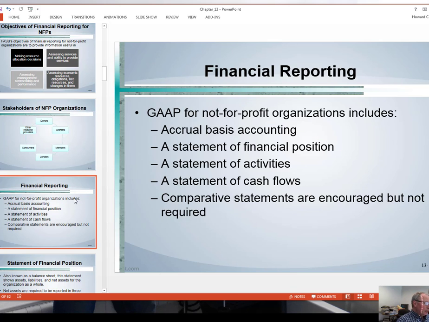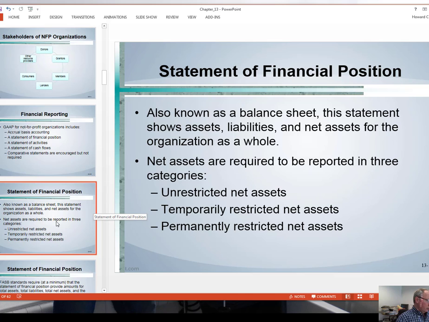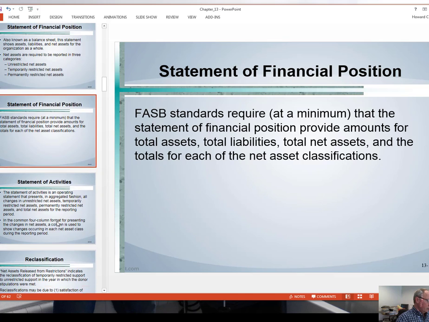The basic financial reporting requires the accrual basis: a statement of financial position, or balance sheet; a statement of activities, or income statement; and a statement of cash flows. Again, it can be direct or indirect method, with operations, financing, and investing. All right, we're just going to flip through these. You can read those and talk about them.